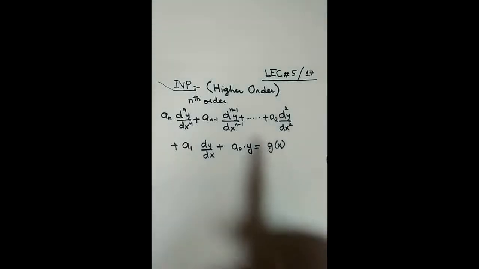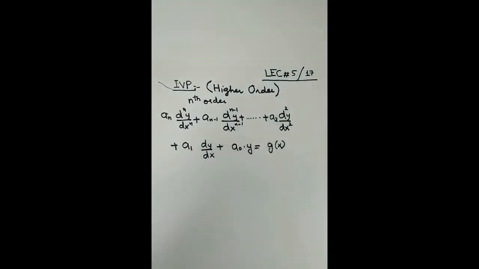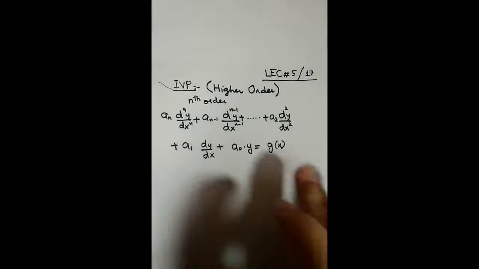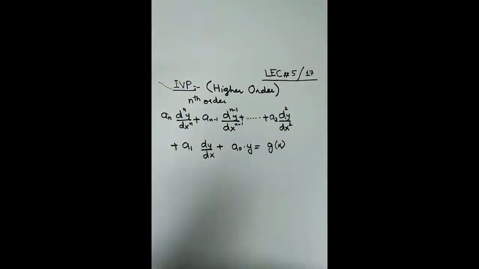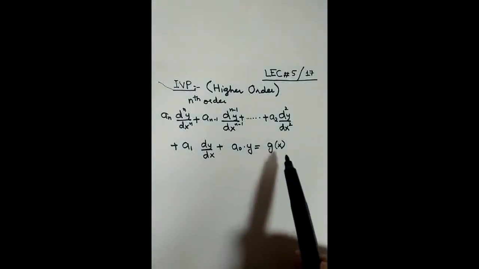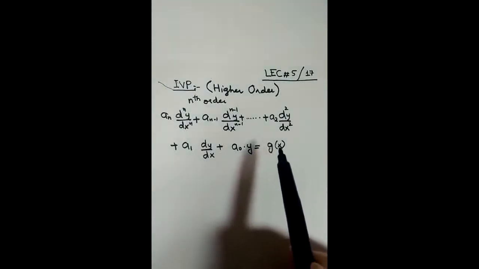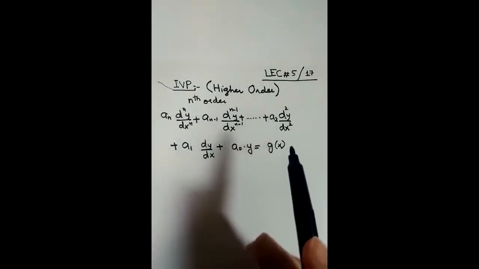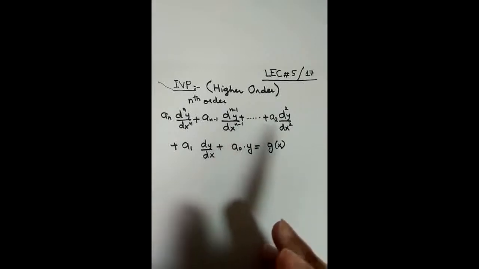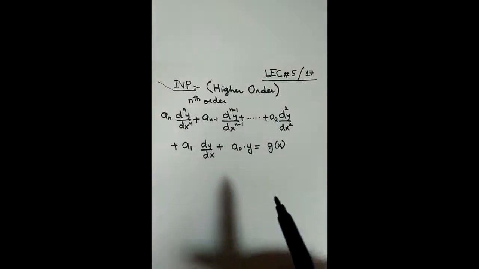And the third condition is an additional condition for a non-homogeneous equation. If it is a homogeneous equation, then you don't need to check g of x, because the right hand side is 0. If it is not 0, then you have to check that this forcing term must be a function of the independent variable. So these are the three conditions to check a linear differential equation.